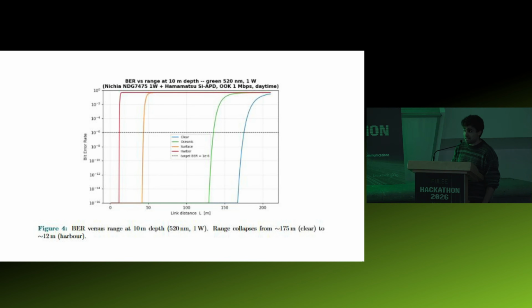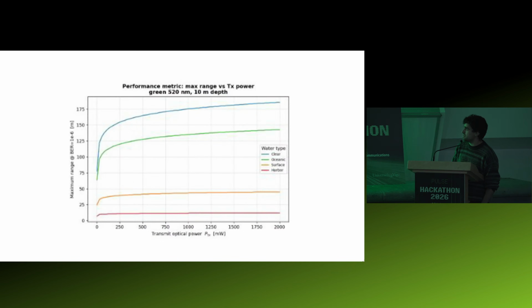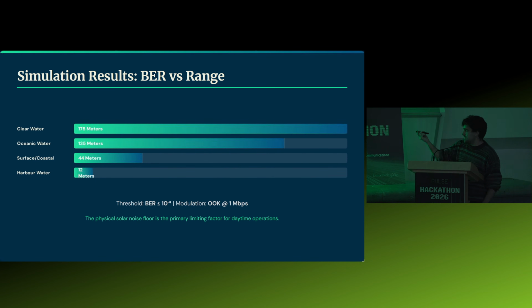Turbulence, alignment, and very wide beams, etc. With those errors taken into account, the link distances would be a little bit lower and closer to reality. These are the results. The difference between clear water and harbor water is very big. We have a very big coefficient of difference.